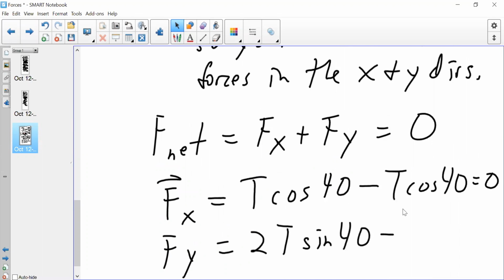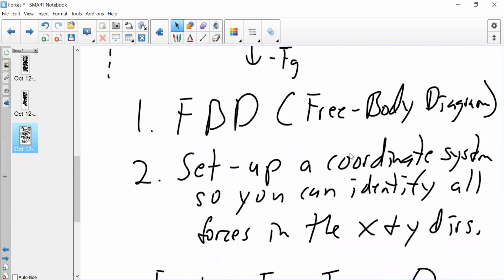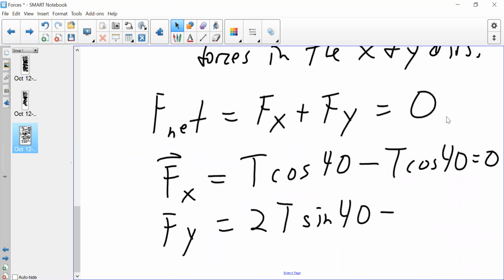And then is that everything? Nope. I'm always going to have a force due to gravity. So it's going to be a negative Fg in all of your problems in some form. And that equals 0. So everything everywhere equals 0. X, Y, total.